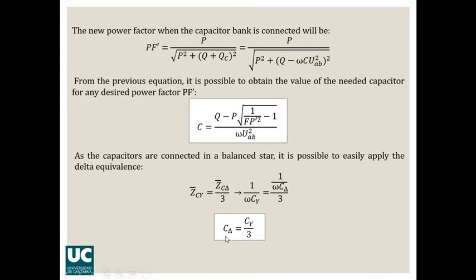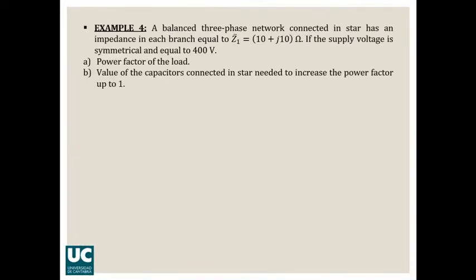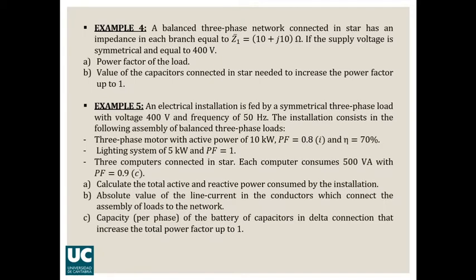The capacitance needed when the capacitors are connected in delta is going to be 1/3 the capacitance needed when the capacitors are connected in star. With this, now you can solve the following examples, which are example 4 and example 5.